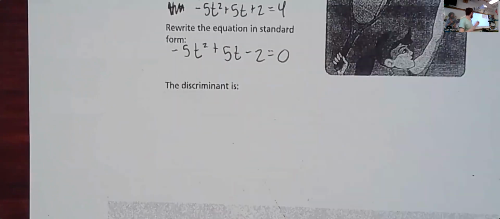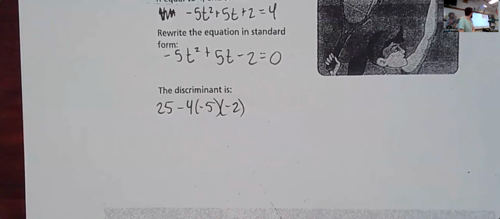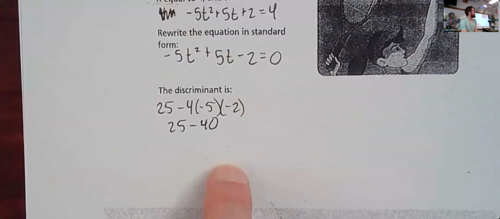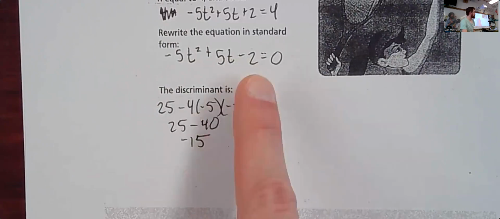So the discriminant here is going to be b squared, so that's 25, minus 4 times a, which is negative 5, times c, which is negative 2. Negative 4 times negative 5 is positive 20. Positive 20 times negative 2 is negative 40. So that's 25 minus 40. What's 25 minus 40? Negative 15. The discriminant is negative.